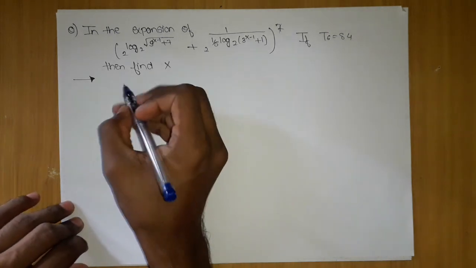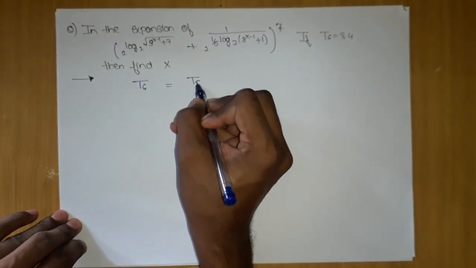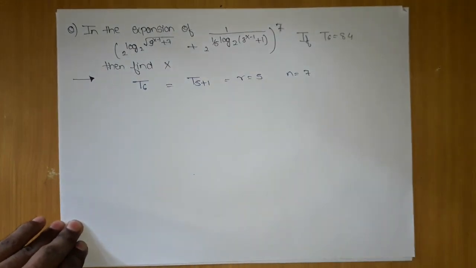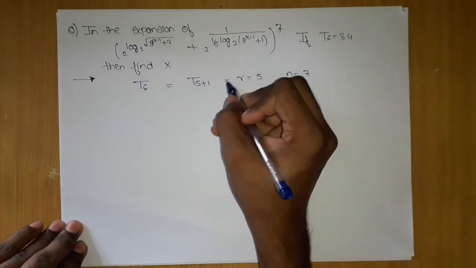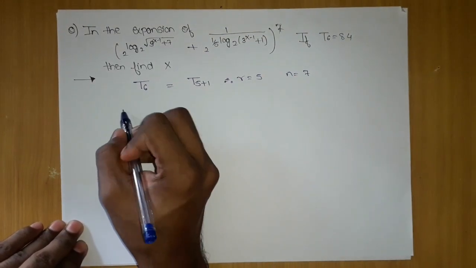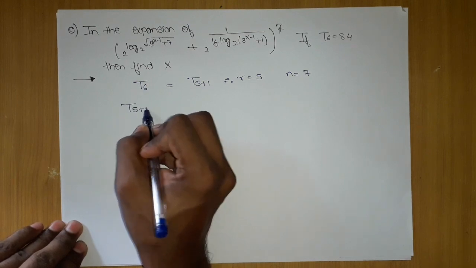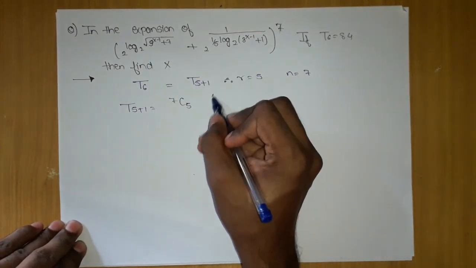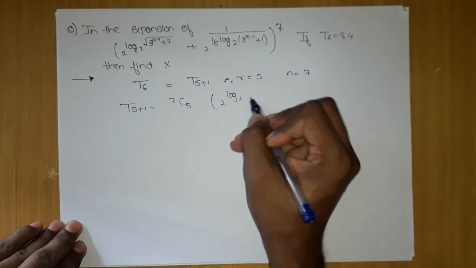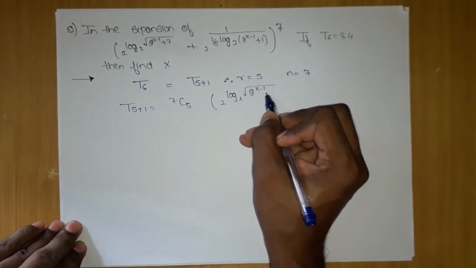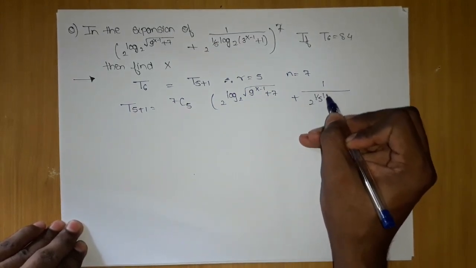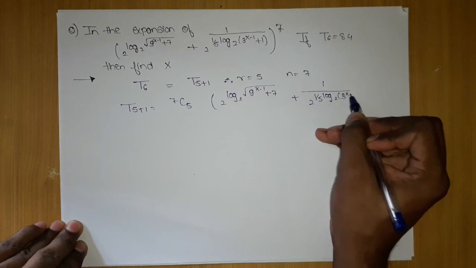So it is very sure that if t6 is given, it will be nothing but t5 plus 1. So my r is nothing but 5, my n is here 7. So r and n you need to get. If you get these two things, then your job is done. So the moment you apply t5 plus 1, it will be nothing but 7c5 into this, which is 2 to the power log base 2 of under root 9 to the power x minus 1 plus 7, into 1 by 2 to the power 1 by 5 log base 2 of 3 to the power x minus 1 plus 1.